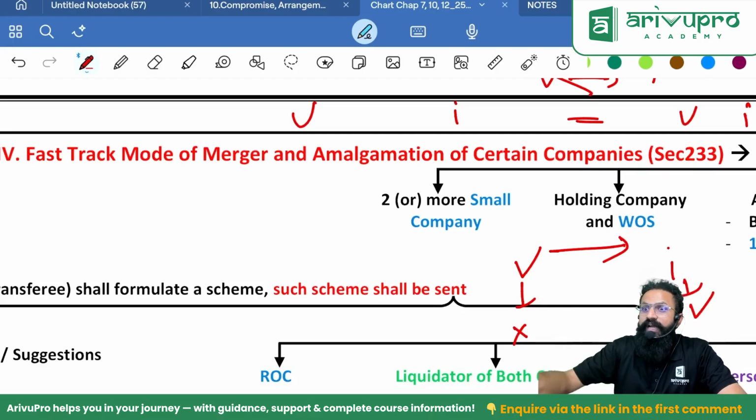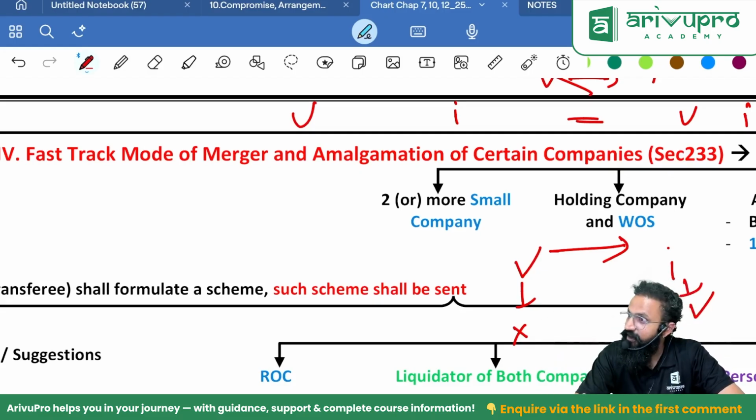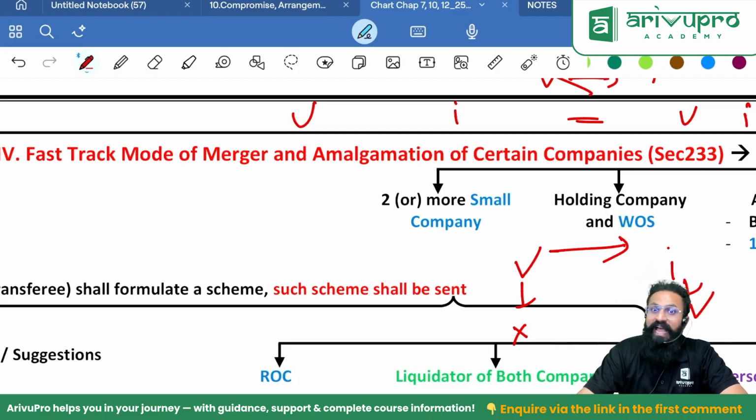Meta acquired WhatsApp. It's not a merger or amalgamation. WhatsApp is also still there. Meta is also still there. But the ownership changes. WhatsApp is now under the ownership of Meta. That is only called acquisition. What about the other one, Twitter? Acquisition only.